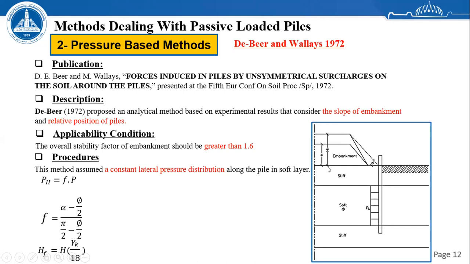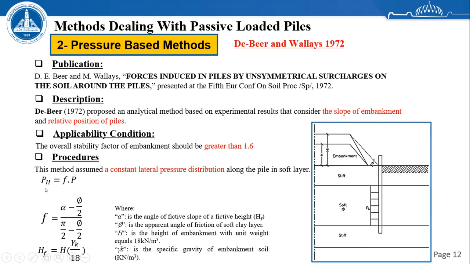He assumed that a constant lateral pressure distribution acts along the pile in the soft layer. The value of the lateral pressure distribution is equal to the embankment stress multiplied by a reduction factor, F. This reduction factor is a function of the slope of the embankment and the angle of friction of the soft layer, also of the height of the embankment edge. So we can calculate the lateral pressure distribution on the pile.